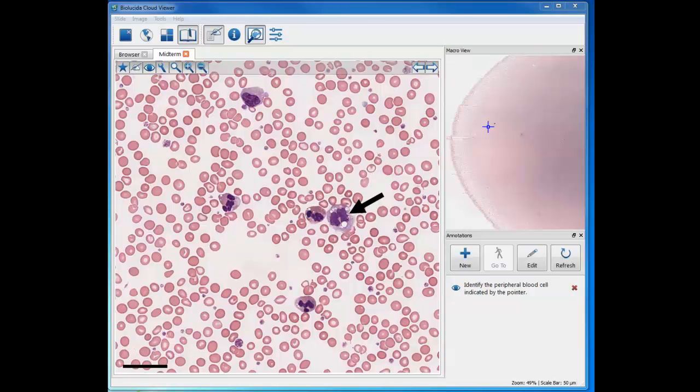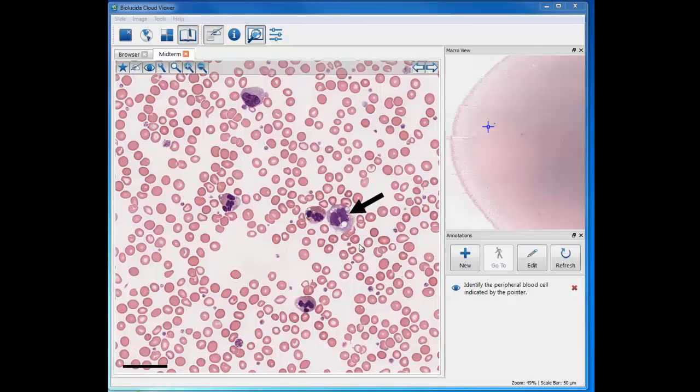And this question had to do with identifying the peripheral blood cell indicated by the pointer, and the only acceptable answer would be either a monocyte or monocytes. And the clues were there with the indented nucleus, the large cell, the largest of all these present, and the vacuoles in the cytoplasm. Those are all diagnostic features of a monocyte.